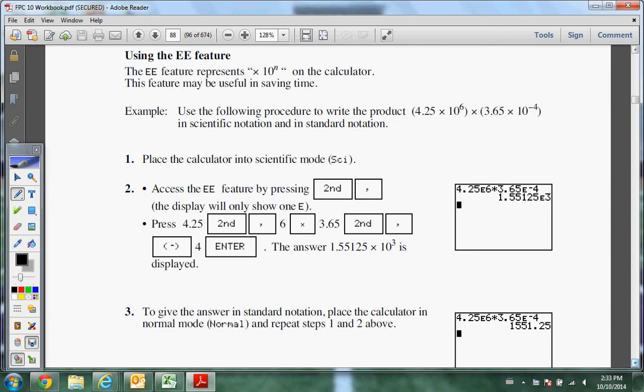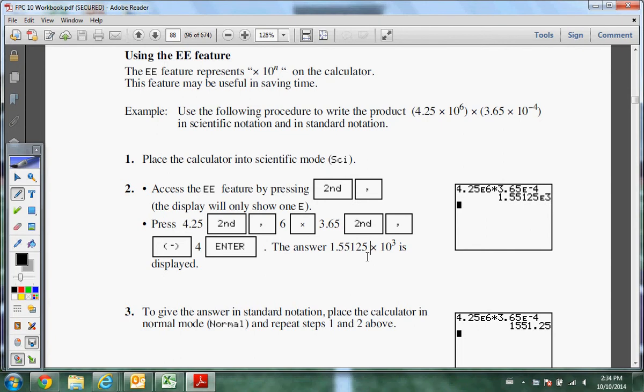Then it'll display an E. So you have 4.25 second, comma, 6. That means E6. That's 10 to the 6th. So that's what this piece is. And you go times 3.65 times E negative 4, which is 10 to the negative 4. Then your calculator will punch out your answer, which is 1.55125 times 10 to the 3rd. And that's what's right here. Any questions on the EE thing? To be honest with you, I haven't really used that much. So it's second, comma. Everybody's got it? Okay.